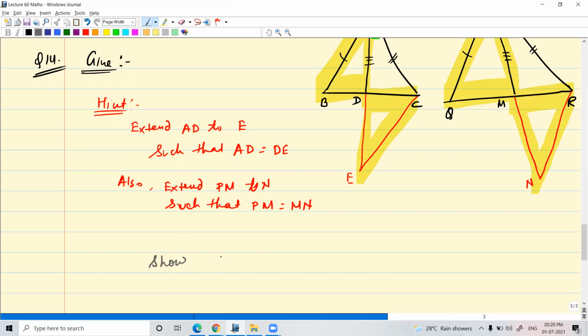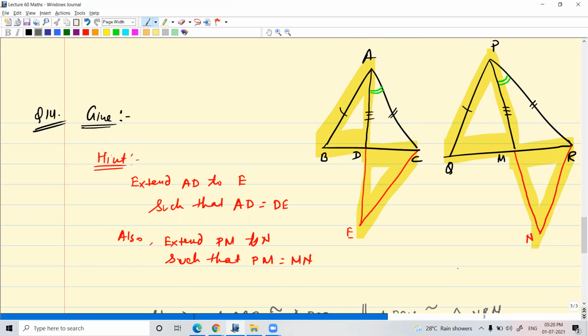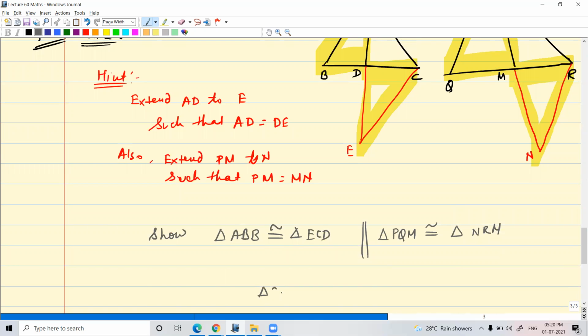let me write it down for you. Show that triangle ABD is congruent to triangle ECD. Also, triangle PQM is congruent to NRM. And once you are done with these two, then you should somehow figure out a way to prove that triangle ACE is similar to triangle PRN.